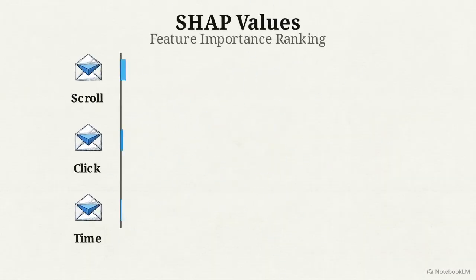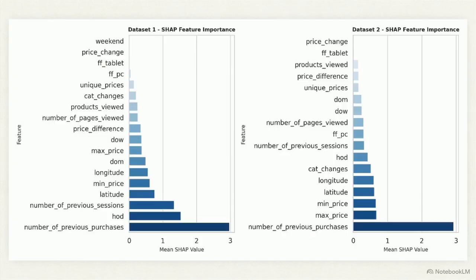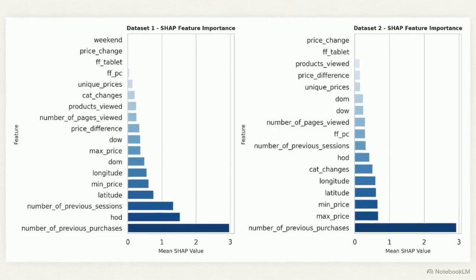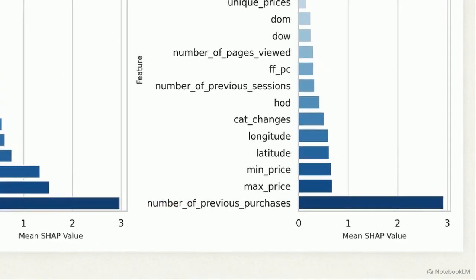The algorithm identified historical loyalty, the number of previous purchases, as the top overall predictor. Solving the cold start problem requires shifting focus upward to dynamic, within-session features for anonymous users. In dataset 2, the cat changes feature reached a 0.51 SHAP value, indicating major influence.